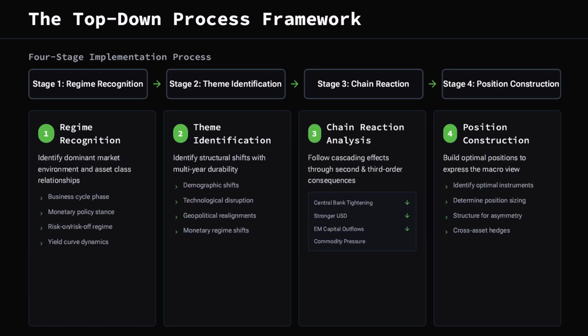This framework transforms macro views into actionable positions through four sequential stages. Stage 1. Regime recognition. Identifying the dominant market environment using indicators like business cycle phase, monetary policy stance, and risk-on/risk-off conditions. Stage 2. Theme identification. Spotting structural shifts with multi-year durability, such as demographic changes or technological disruption. Stage 3. Chain reaction analysis. Mapping ripple effects through second and third-order consequences.